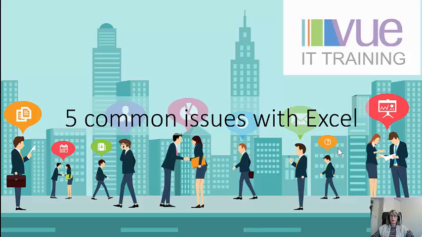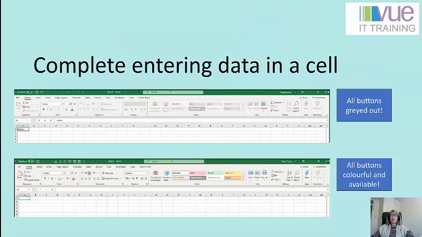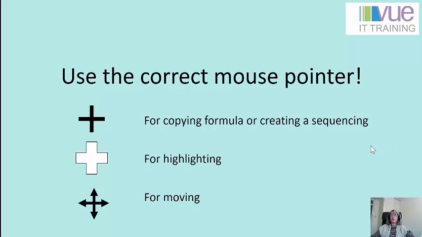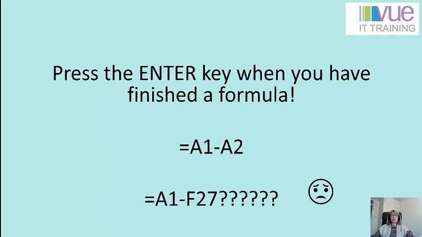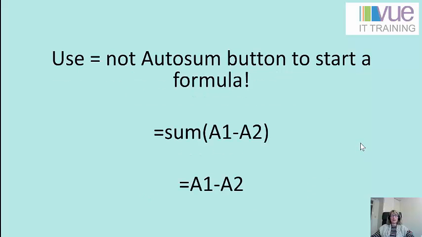So just to recap on what we've done previously, we talked about watching to make sure the ribbon hasn't greyed out when you're entering the data. On day 2 we talked about using the correct mouse pointer for the correct task. On day 3 we talked about using the enter key when you finished a formula. Day 4 we talked about using the equals rather than the auto sum button.